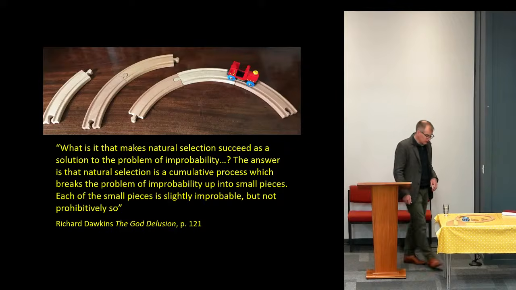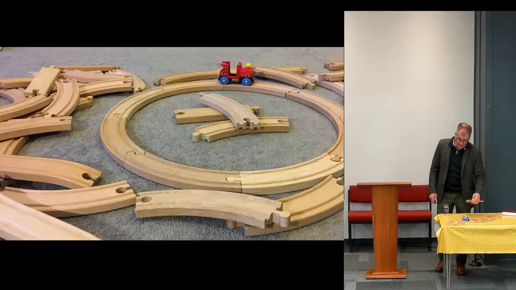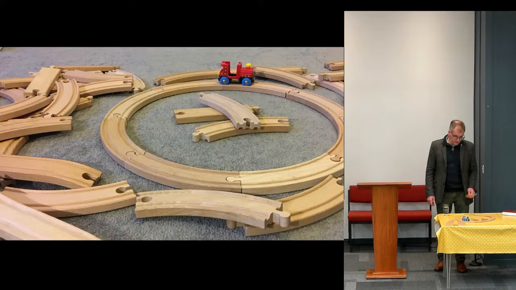So what does he mean here? Well, what he's saying is, let's go back to this Brio illustration. Clearly, it was too much luck. It was implausible. It was too improbable to think that all 8 of those pieces could have fallen together in one go to make the circle.